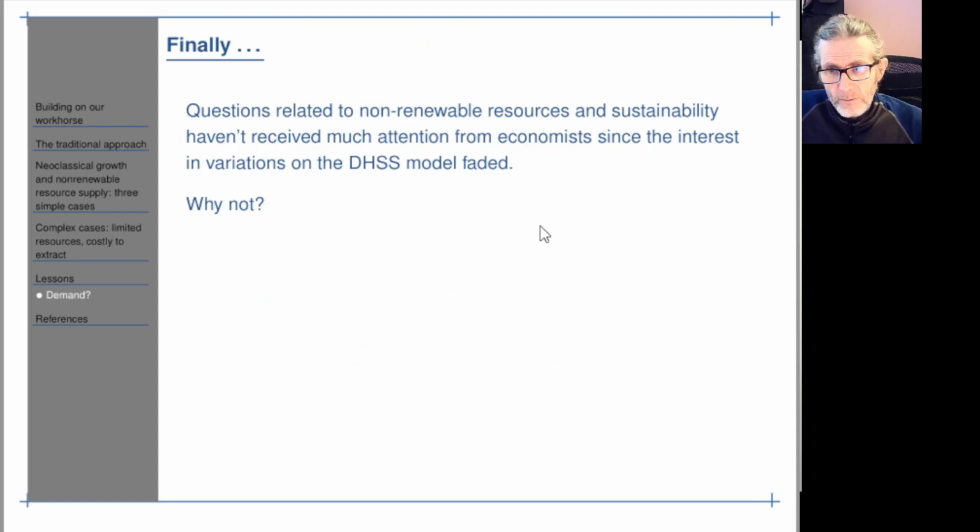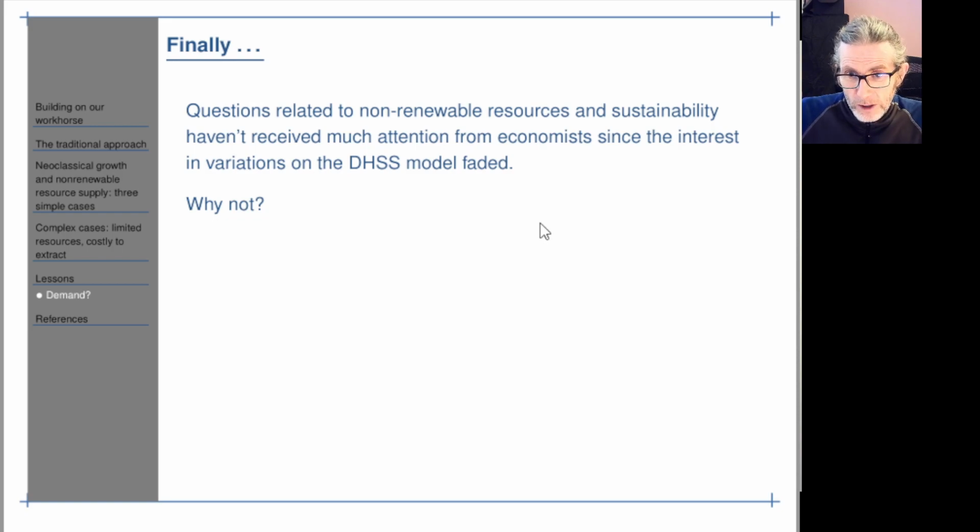Finally, these non-renewable resource questions have kind of gone out of fashion. One reason for that is that it's not really obvious where the market failures are. So in the models we've talked about so far, for resource extraction, there isn't really any market failures. So it's like, okay, this is all fine, so we can predict what's going to happen, but do we actually need policy intervention? According to these models, we don't.